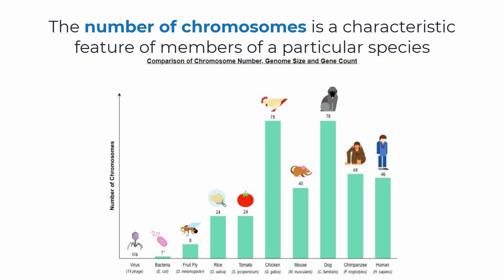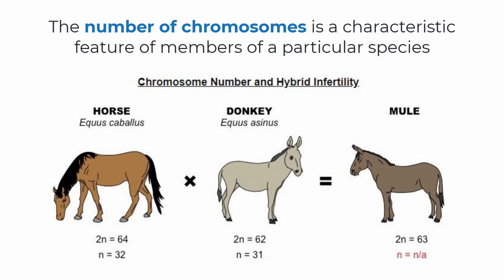One important characteristic that separates species genetically is the number of chromosomes in a species' genome. The number of chromosomes is a characteristic feature of members of a particular species. This means that species with different diploid chromosome numbers will not produce viable offspring. There are some cases where species of different diploid numbers can reproduce, such as a horse and a donkey who can create a mule. However, the offspring will be left unable to reproduce, and this by definition means that horses and donkeys are considered separate species even though they can reproduce.